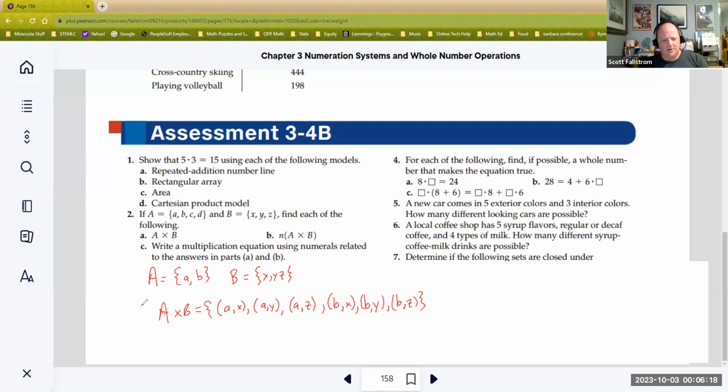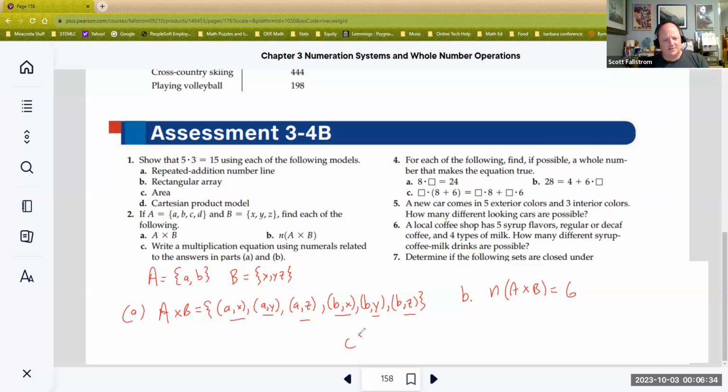Okay, so now, this would be like part A. Part B says, tell me how many are in there. Well, how many are in A cross B? And you could just count them up if you need to. 1, 2, 3, 4, 5, 6. There's 6 ordered pairs. So I'd write 6 down.